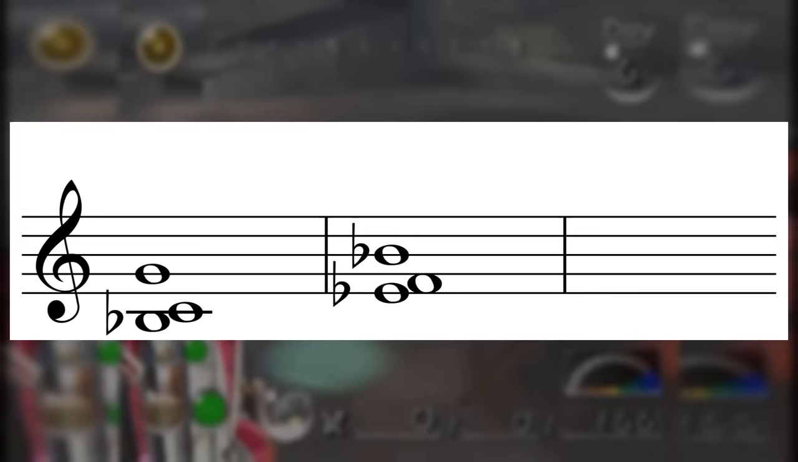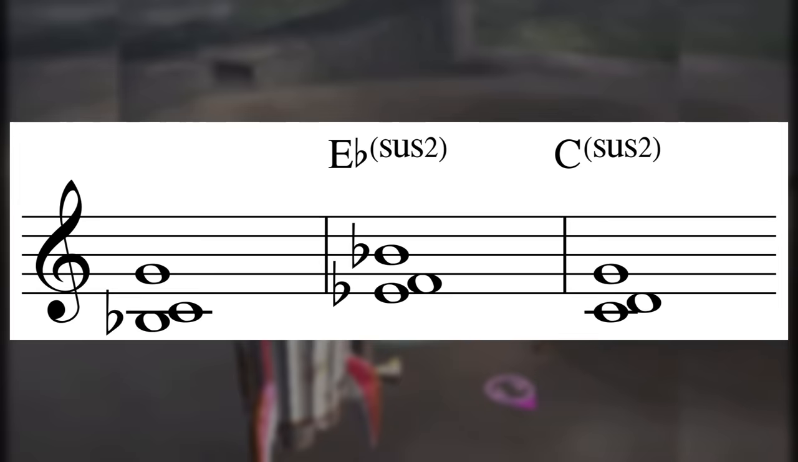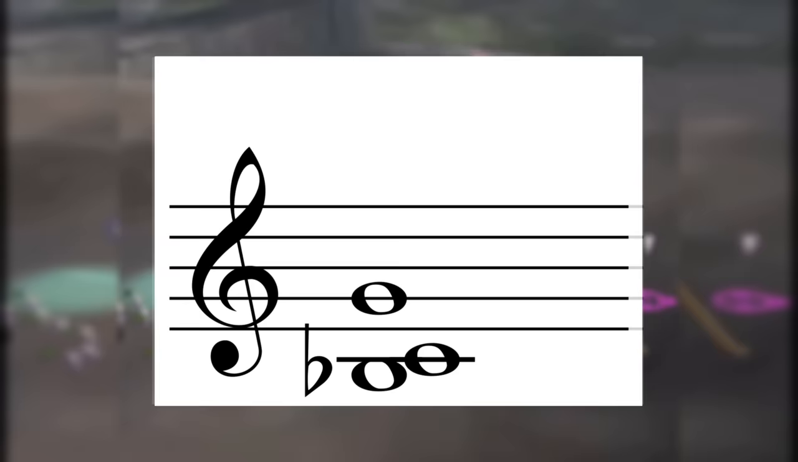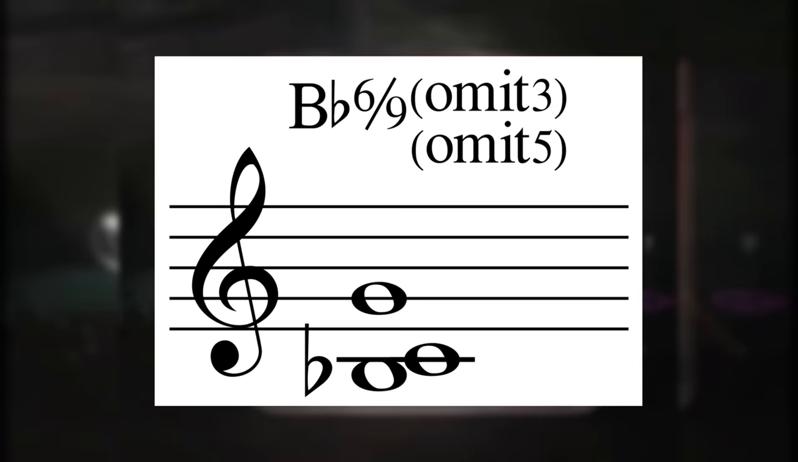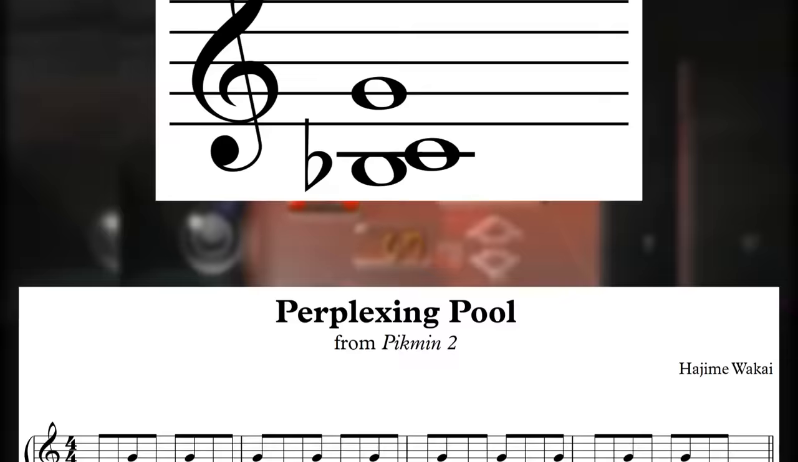Two of these chords can be justified in a tertiary system as sus2 chords, sure, but for our purposes here, that doesn't really matter. The first chord, consisting of a root, a second, and a sixth, looks like a B flat 6-9 chord without the third or fifth. Again, this gives it a very specific kind of quality that would be lost if the third was just added in indiscriminately.